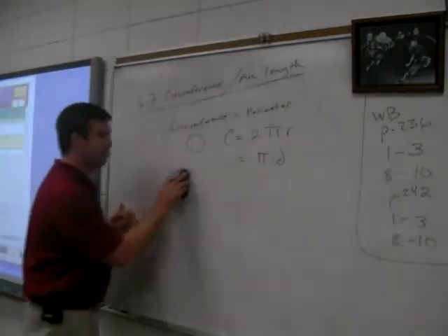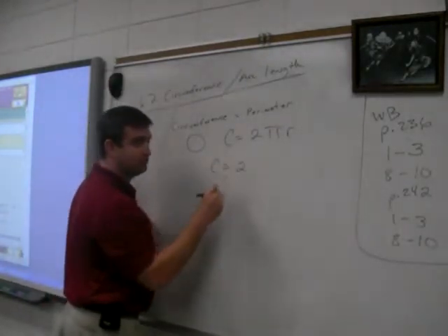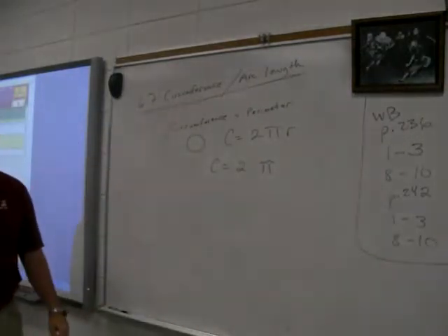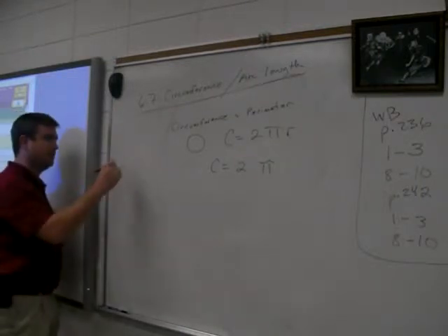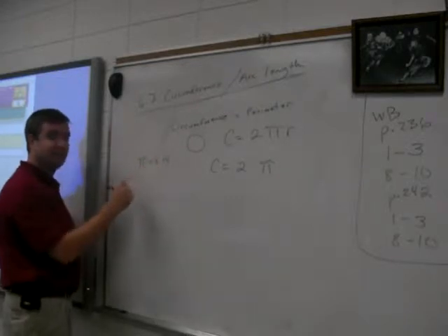Let's break down the formula into the 3 parts and talk about it. Okay, so circumference equals 2. That's easy enough. Now let's talk about pi. Pi is a symbol, okay, that stands for a number. Okay, it's an irrational number. Pi is approximately 3.14. Anybody know the next 2 digits?